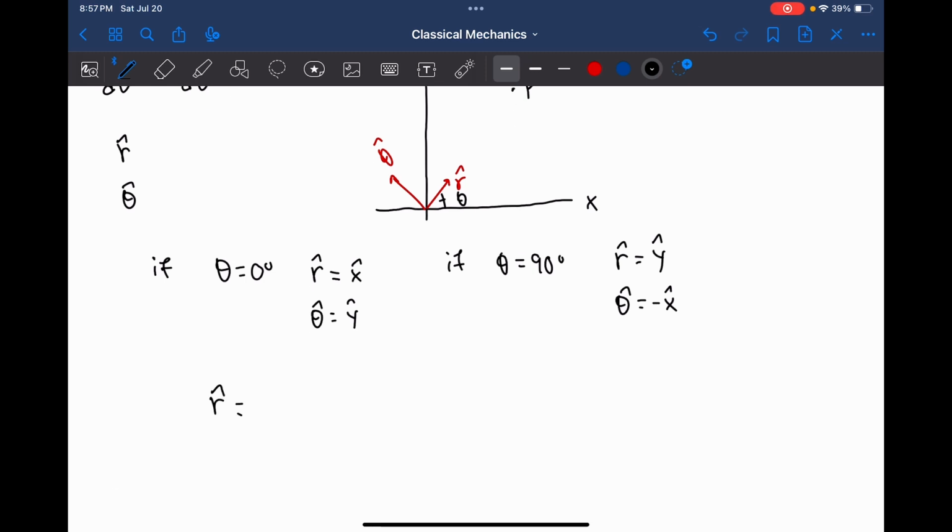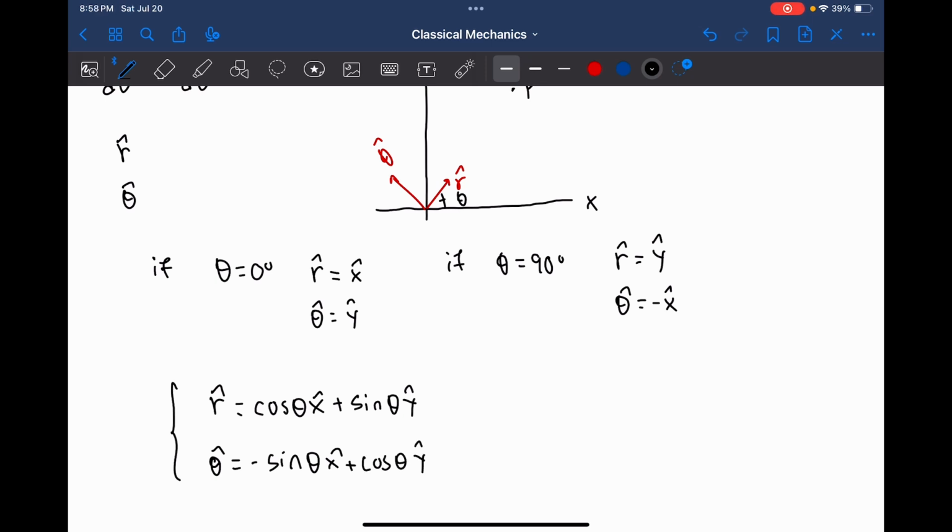So what does this tell us? This tells us that r hat is actually equal to cosine of theta in the x hat direction plus sine of theta in the y hat direction, and theta hat is equal to minus sine of theta in the x hat plus cosine of theta in the y hat.